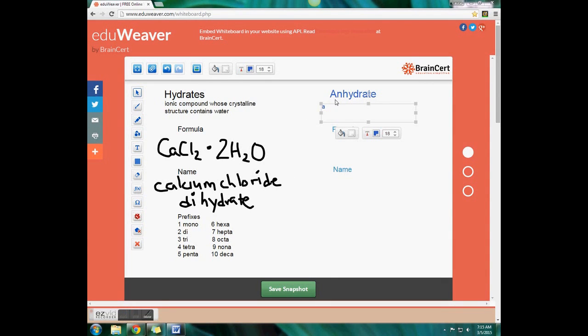An anhydrate, the prefix an tells us without, so it would make sense that the meaning of an anhydrate is an ionic compound whose crystalline structure does not contain water.